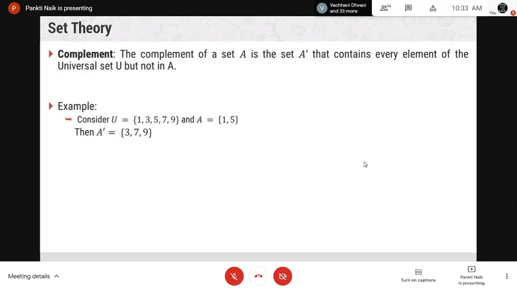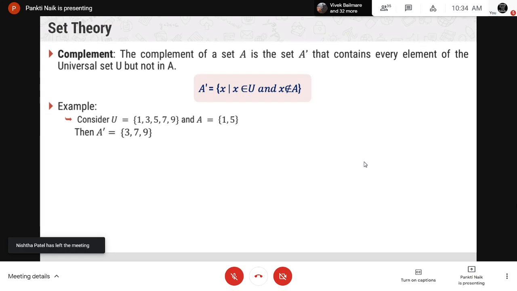Okay. Next term in set theory is complement. The complement of a set A is the set A dash that contains every element of the universal set U but not in A. And it is denoted as A dash. So A dash is equal to {X such that X is an element of U and X is not an element of A}.